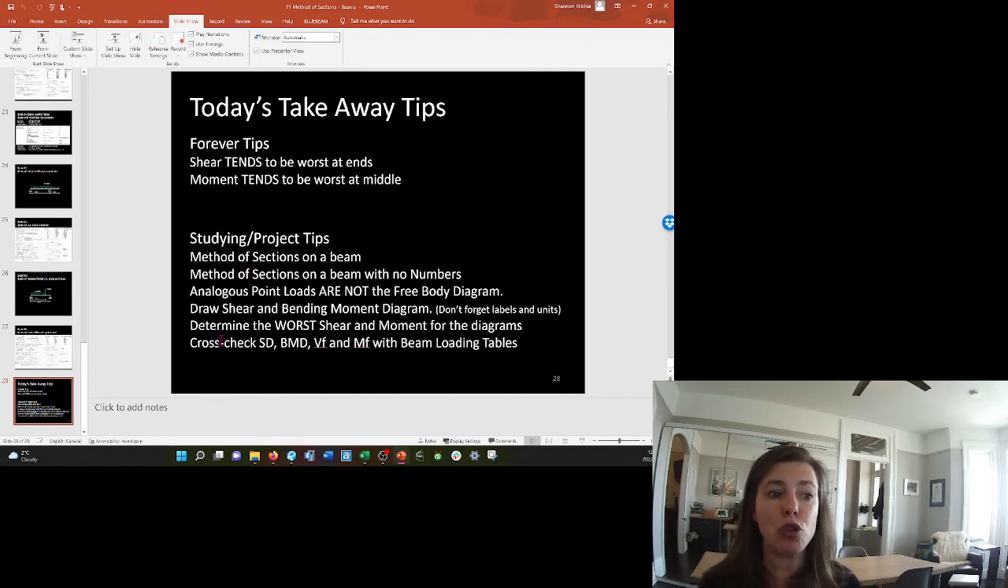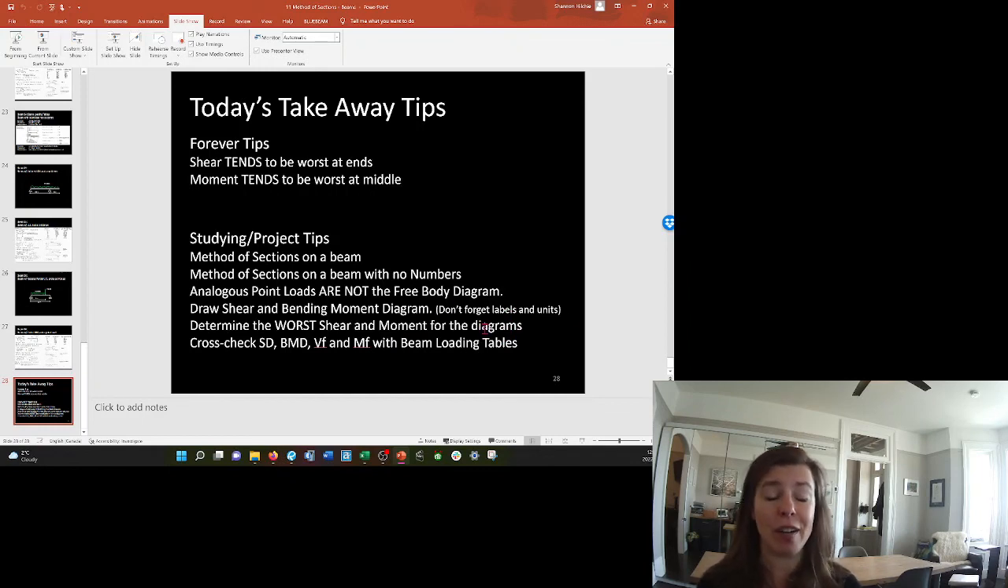You should know how to draw the shear and bending moment diagrams. Don't forget your labels and units. Determine the worst shear and moment for those beams. So pick out what the worst values are. And then you should be able to cross-check your supports, your shear diagram, your bending moment diagram, your worst shear, your worst moment with the beam loading tables.